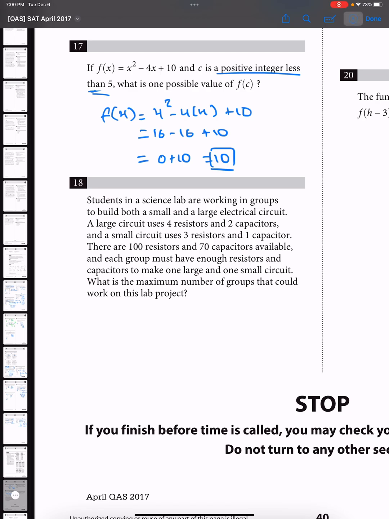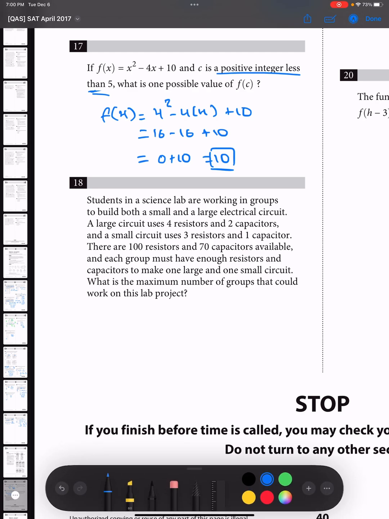Next question. Students in a science lab are working in groups to build both a small and large electrical circuit. A large circuit uses 4 resistors and 2 capacitors, and a small circuit uses 3 resistors and 1 capacitor. There are 100 resistors and 70 capacitors, and each group must have enough resistors and capacitors to make one large and one small circuit.